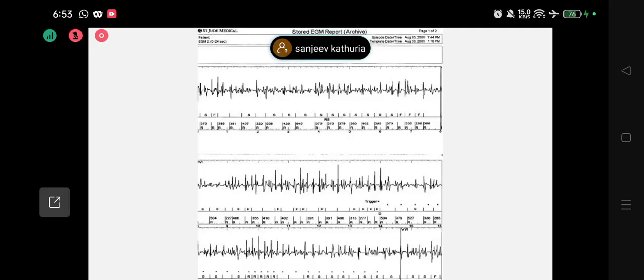Look below the trigger, all of you, the rate has become so high. Can you point out, Dr. Katuria sir, where that VF is written? Yes, see this. Dear students, can you see it? Can you see my arrow? Can you see my arrow?